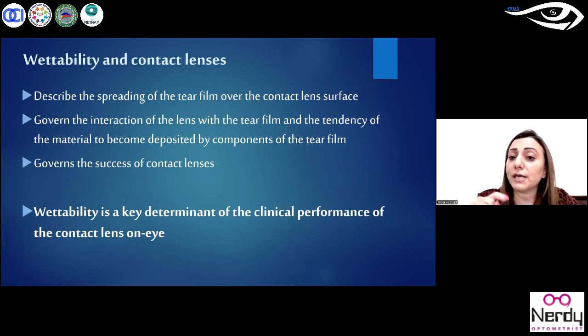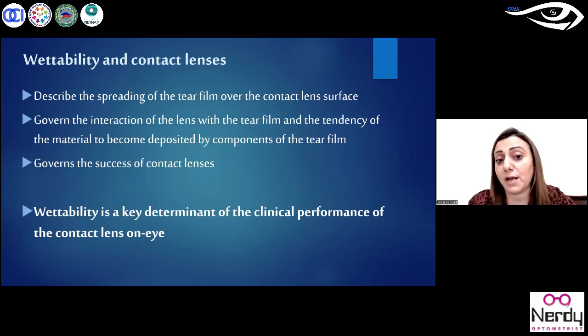And it governs that because a wettable contact lens, or a successful contact lens, supports a stable tear film. And a stable tear film leads to many different things: good vision, good clinical performance, and good comfort, and patient comfort as well.